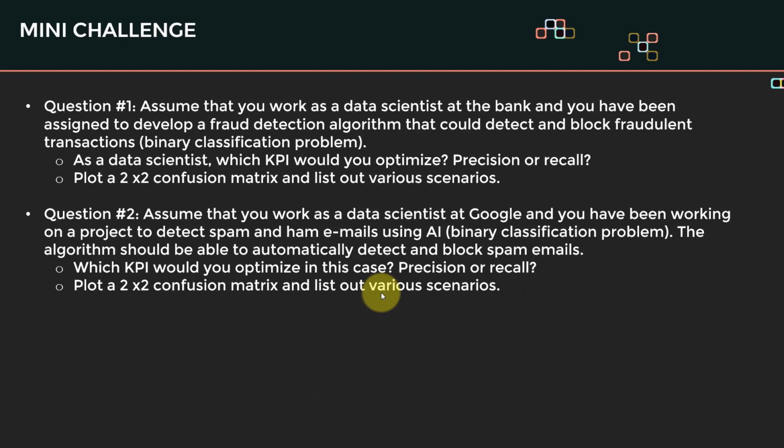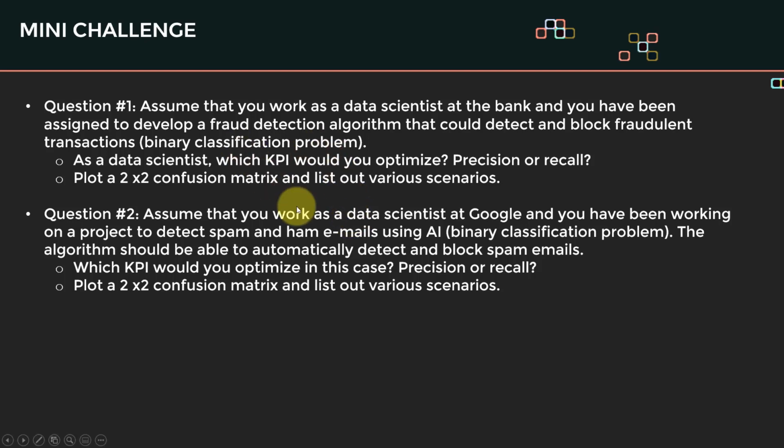All right, so now it's time for a quick mini challenge that consists of 2 questions. The first question is, let's assume that you work as a data scientist at a bank, and you have been assigned to develop a fraud detection algorithm that could detect and block fraudulent transactions. This is simply a binary classification problem. As a data scientist, could you please tell me what KPIs you would optimize? Do you optimize precision or do you optimize recall? I want you to plot a 2x2 confusion matrix and list out all the various scenarios, like what actually happened, let's say when a true positive occurs, a true negative occurs, and so on. Just explain what is happening in the 4 quadrants of the confusion matrix.